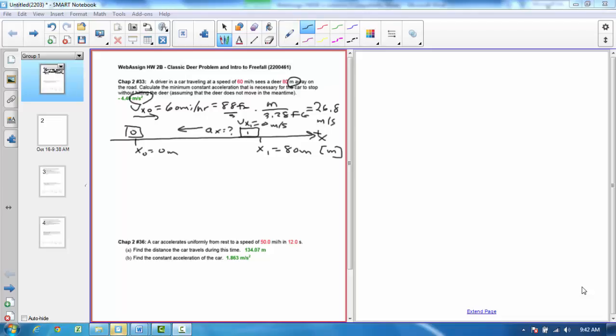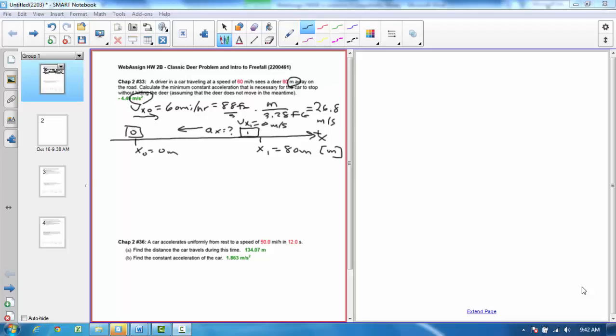By the way, a variation on this, which is a much more interesting problem, is you're traveling 60 miles per hour, and you see the deer when it's 80 meters in front of you. But do you apply your brakes immediately? No, you have a reaction time, right? Human reaction time, I don't know, 0.7 seconds or something like that. So you'd have to account for a 0.7 second reaction time, and then you apply the brakes, and then you slow down, and it's just a slightly different problem. So you can look for variations of that problem.